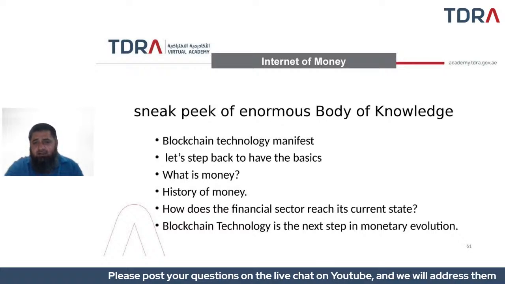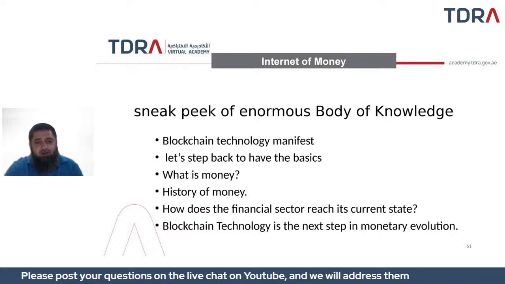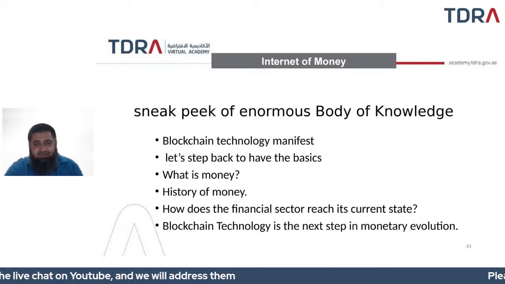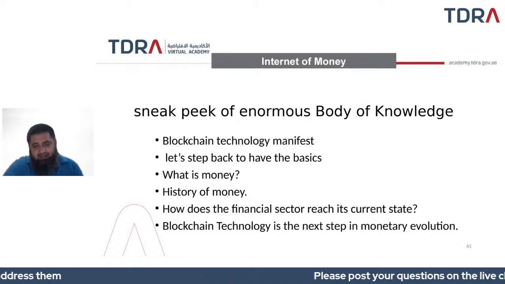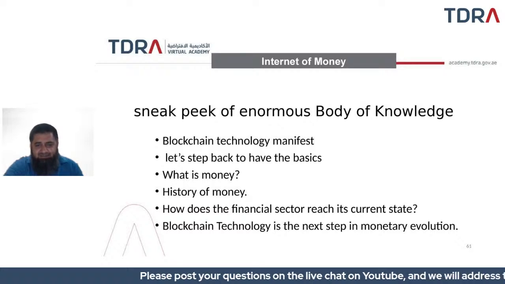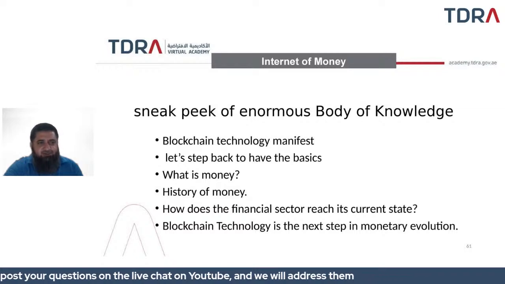A sneak peek of the enormous body of knowledge. So, blockchain technology manifests. Let's step back to the basics. What is money? Money is something that can be used to buy something. And what is the history of money? There was a barter system. We exchanged goods with goods.